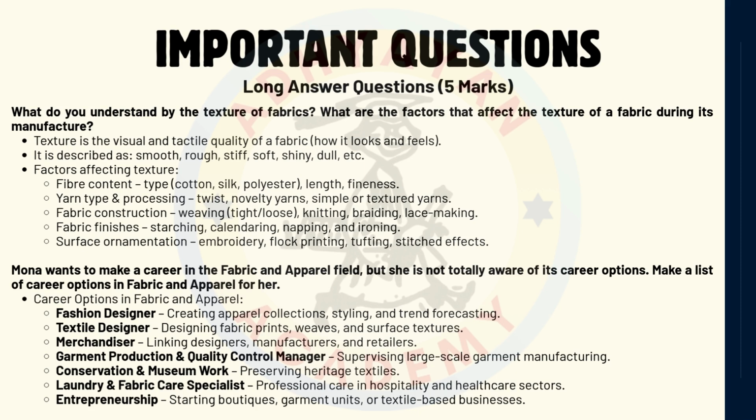Mona wants to make a career in the fabric and apparel field, but she is not totally aware of its career options. Make a list of career options in fabric and apparel for her. Career options are fashion designer, which involves creating apparel collections, styling, and trend forecasting. Textile designer, which involves designing fabric prints, weaves, and surface textures. Merchandiser, which involves linking designers, manufacturers, and retailers. Garment production and quality control manager, which involves supervising large-scale garment manufacturing.